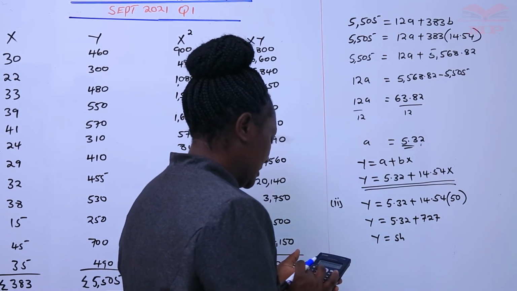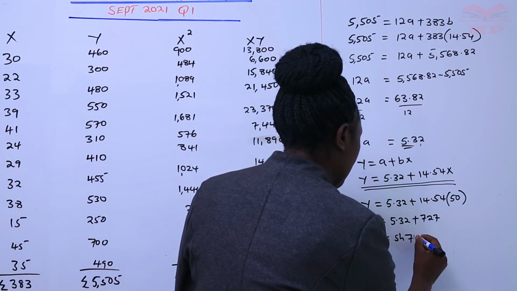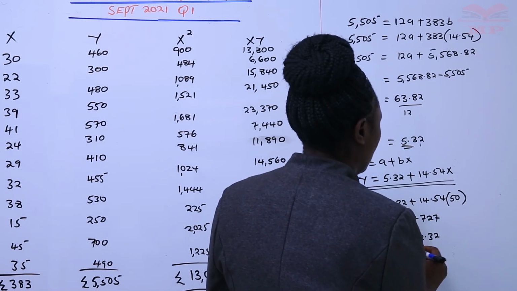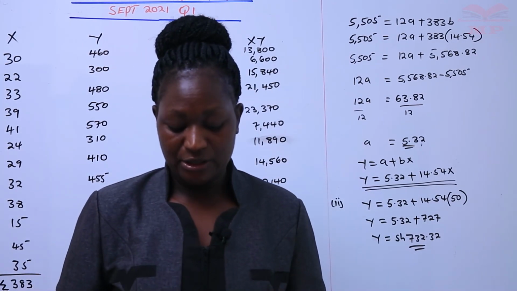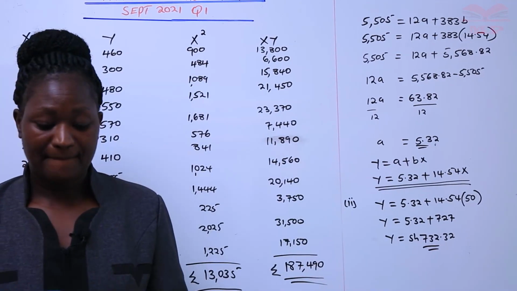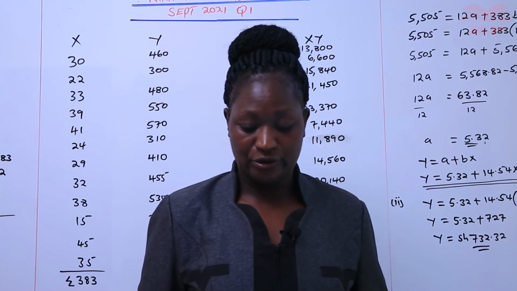5.32 plus 727, which is 732.32 shillings. So it is in shillings because y represented the total production cost, which was in shillings. And that is how you are to answer part 2 of that question.